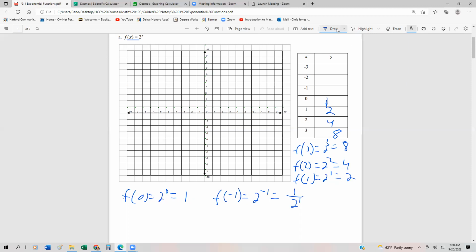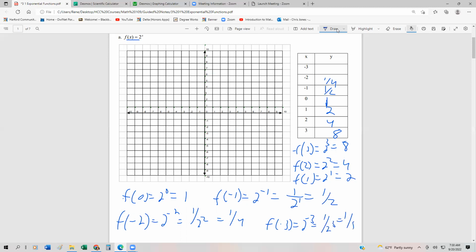So you're just going to take the reciprocal, and then you're going to make the exponent positive in the denominator. All right, and that's just going to be 1/2. And then if we had f at negative 2, that's going to be 2 to the minus 2, which is 1 over 2 squared, which is going to be 1/4. And then finally, f at negative 3 is going to be 2 to the minus 3, which is going to be 1 over 2 cubed, which is 1/8.